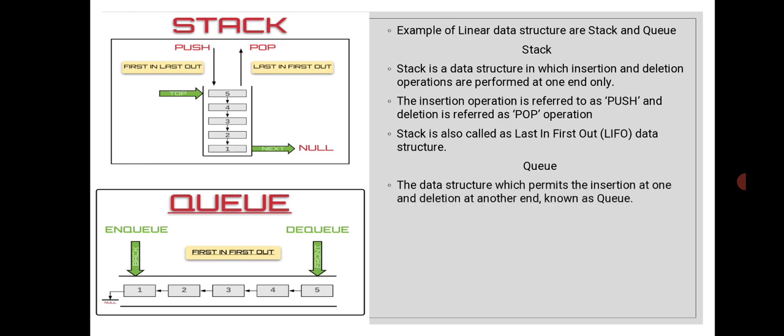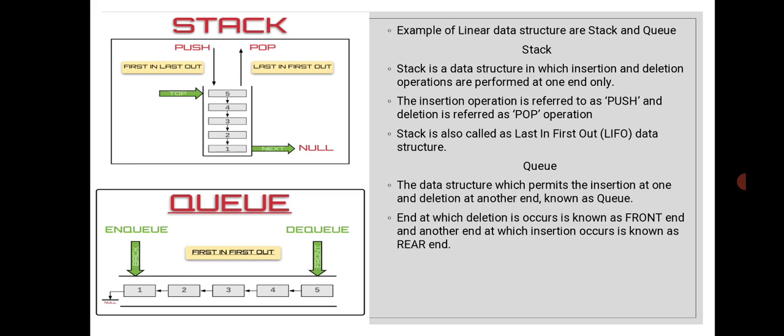Which permits the insertion at one end and deletion at another end, known as queue. The end at which deletion occurs is also known as the front end, and the other end at which the insertion occurs is known as the rear end. Queue is also called FIFO, that is first in first out. Remember the difference: stack is LIFO, last in first out, and queue is first in first out.